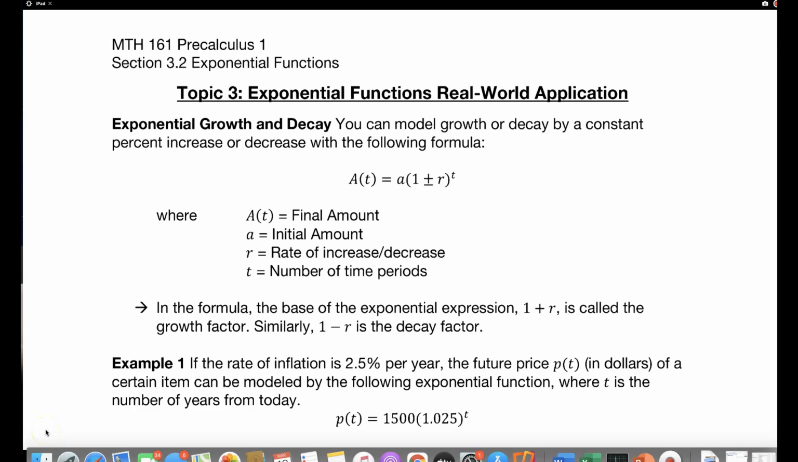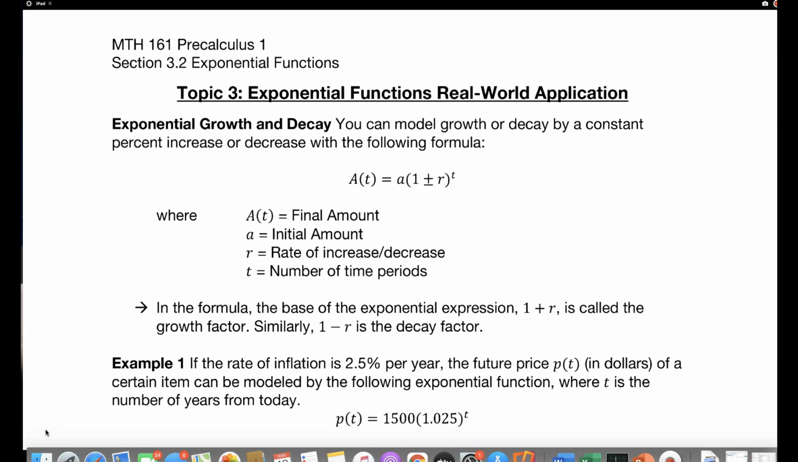Some of the word problems that you're going to solve will come with the equation, and all you need to do is just plug in the number. Sometimes they don't. If they don't come with an equation already, then we have to know how to write them ourselves. Okay, so exponential growth or decay, they both look very similar.